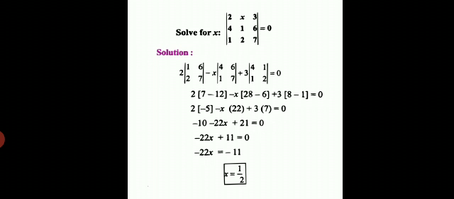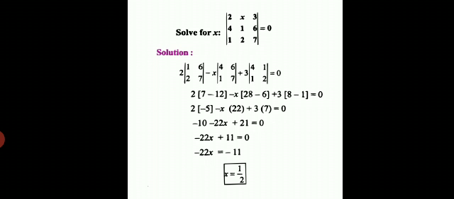So 2 into minus 5 is minus 10, minus 22 into x is 22x, plus 3 7s are 21. Equate it to 0. Now minus 10 plus 21.